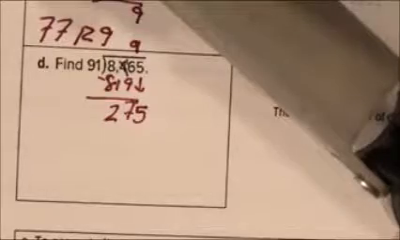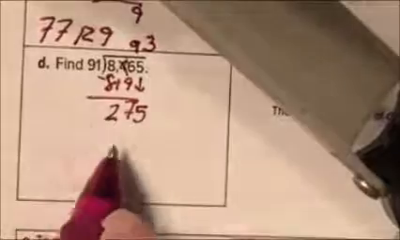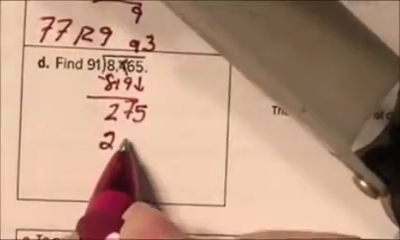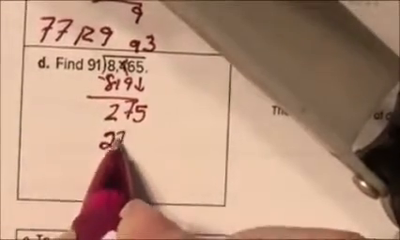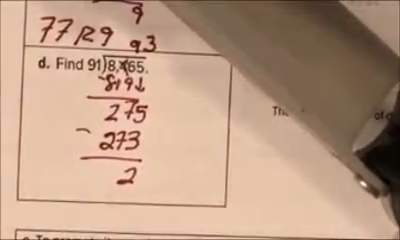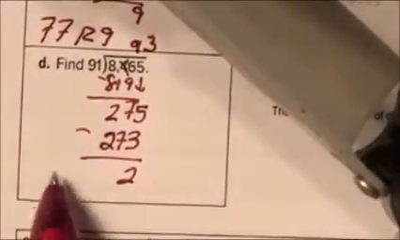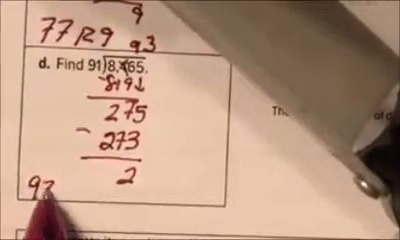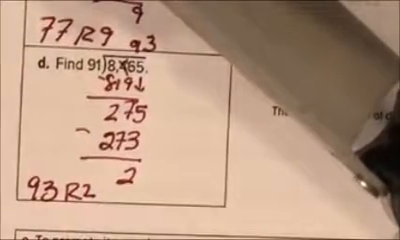Okay. 91 can go into 275 3 times. So I get 273, and I subtract. So I get a remainder of 2. So my answer is 93 remainder 2.